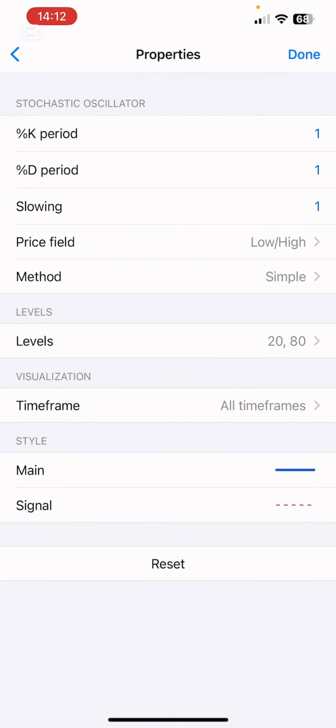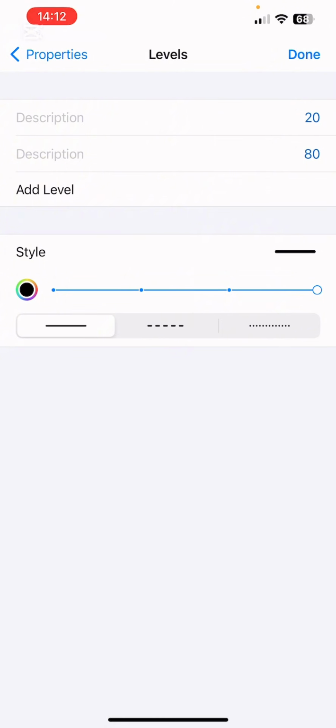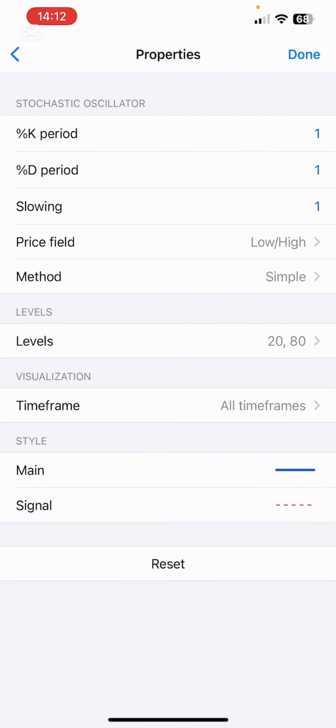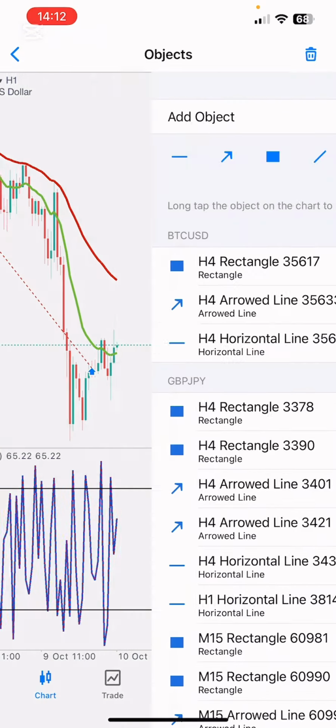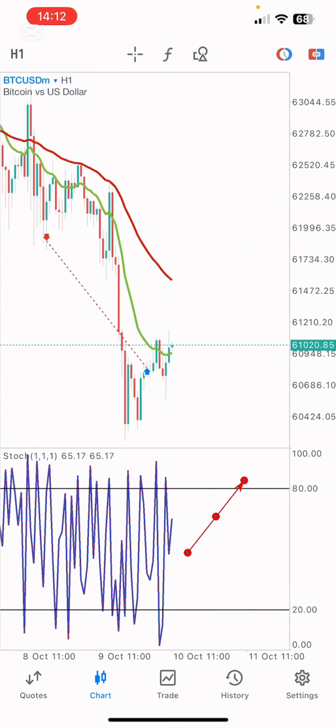So I need to go back. Someone asked a question about the levels. The reason I selected a black line style is for it to be visible, because my background is white. If your background is black, try to select white so it becomes visible. Which lines am I talking about here? I'm talking about these lines here. These are my levels. That's why I selected black, so they are visible on my white background.